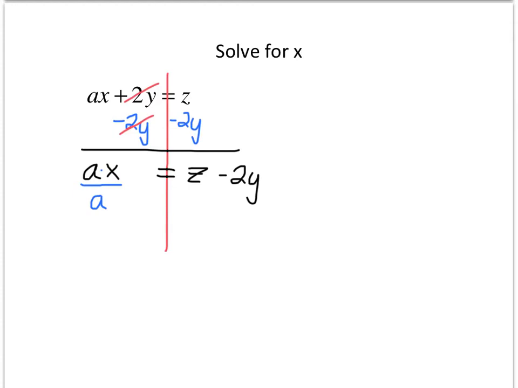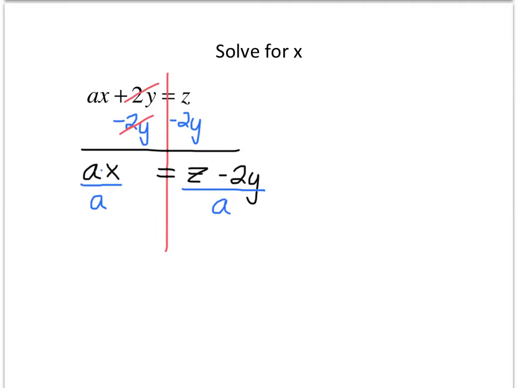Now the key thing here though is I'm dividing the entire side of the equation by a. So I have to divide also the entire right-hand side of the equation. I'm not just dividing z, I'm not just dividing 2y, I'm dividing the entire side of the equation. This can be a little tricky.